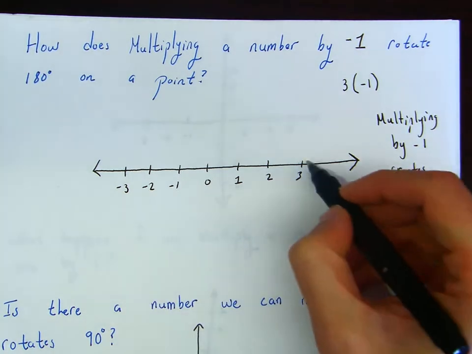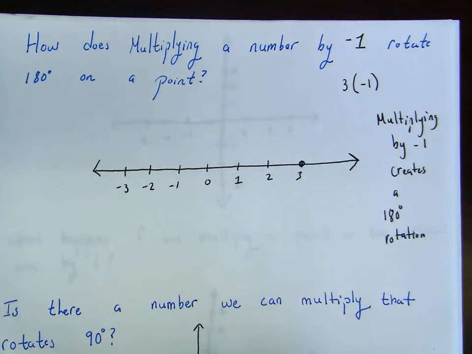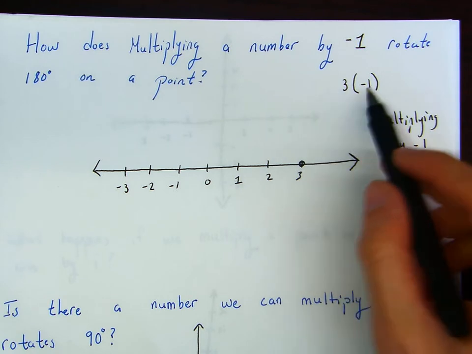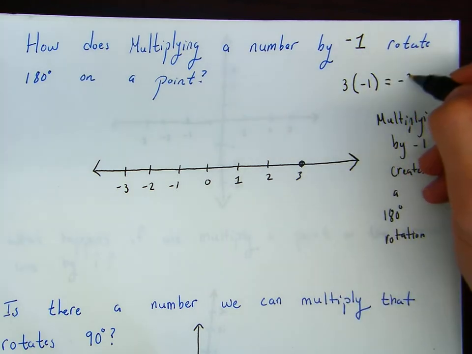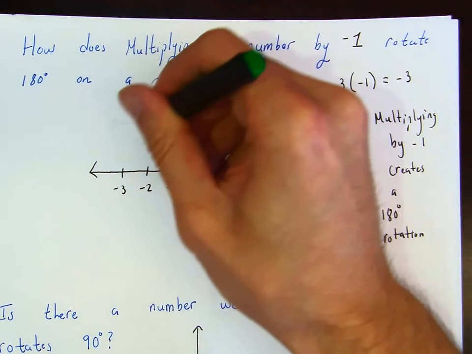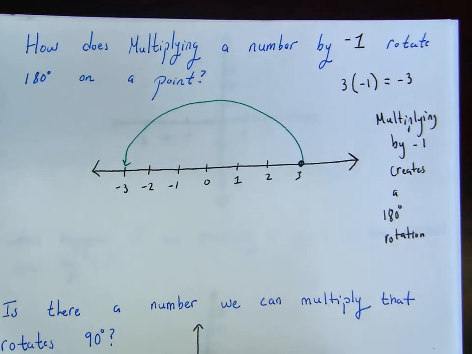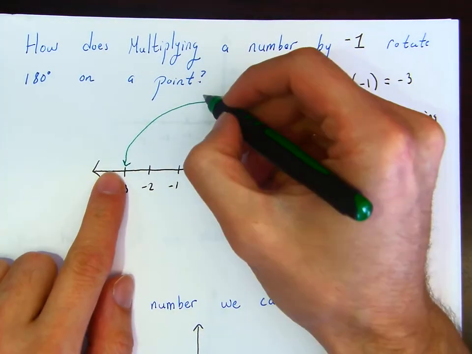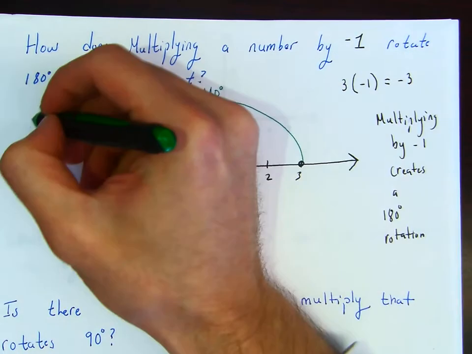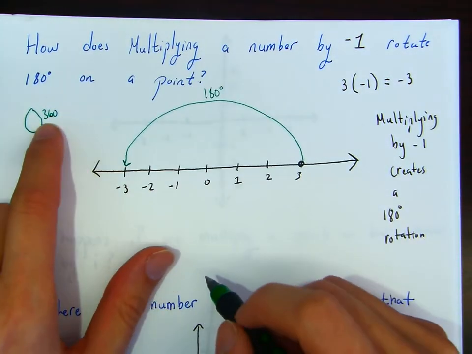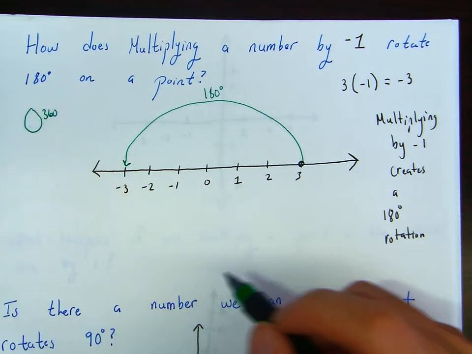So let's say we start at the number 3. And if I take 3 and I multiply 3 by -1, what is 3 times -1? That's equal to -3. So notice that I'm going from 3 to -3, right? That's the idea. And notice that this is a 180-degree rotation, right? Because if a whole circle is 360, half of that 360-degree rotation is 180.